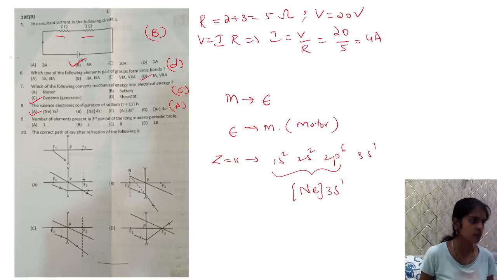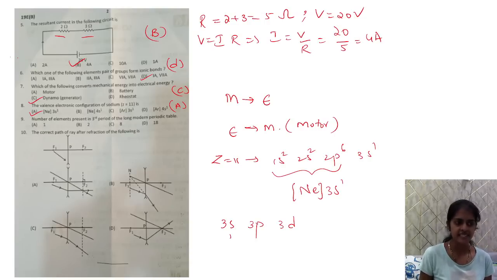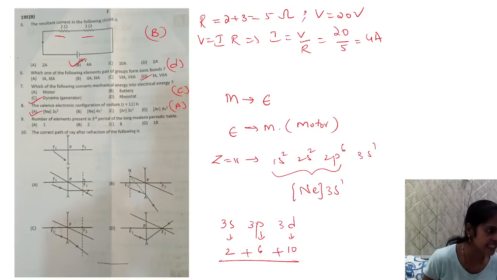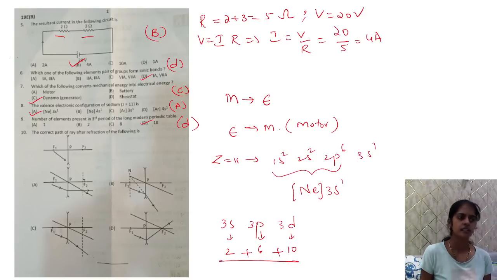See the next one, the number of elements present in third period. Third period you have 3s, 3p, 3d, isn't it? S can have two groups, P means 6 groups and D means 10 groups. So total 2 plus 6 plus 10, total 18 elements can be present in third period.